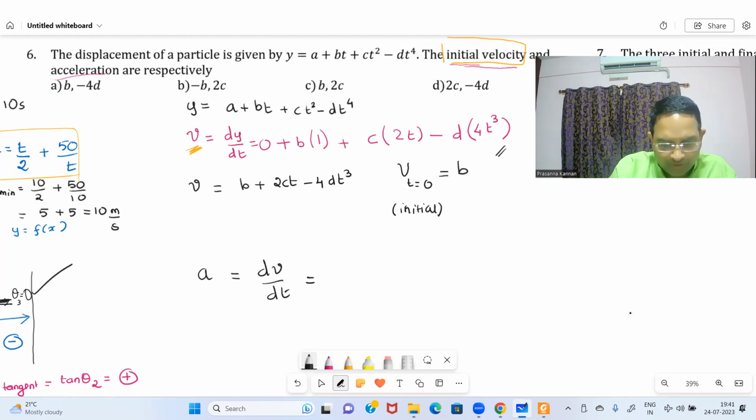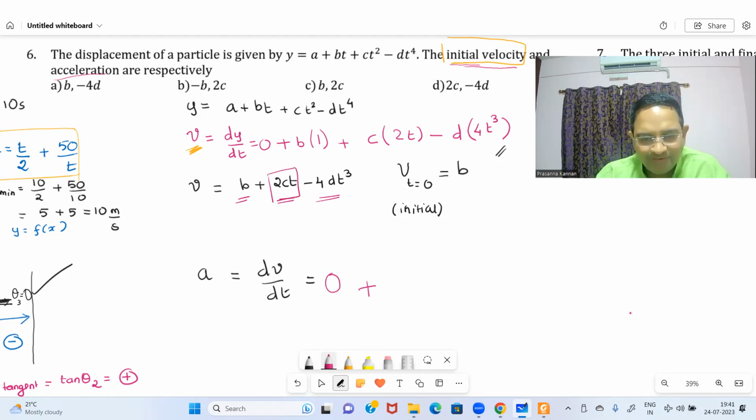What are you differentiating now? Come on, tell me. What is the differentiation of b? B is a constant. What is the differentiation? Constant differentiation. 0. Okay. Next, 2CT. What is 2C? What is C? Constant. What is 2C?